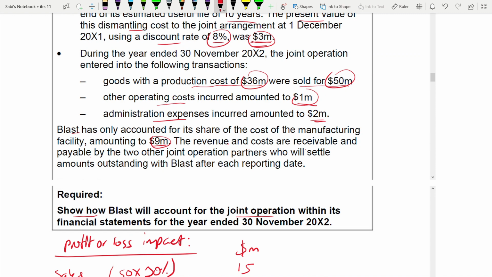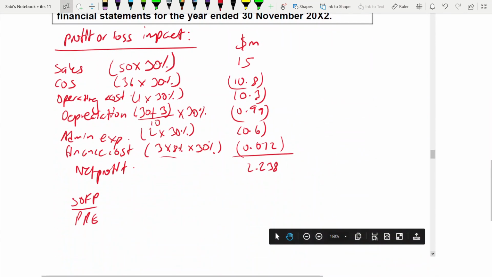So that 9 million you have to take. Next is dismantling cost. That is also capitalized. That's why you are adding it here in the statement of financial position. Remember when you were finding depreciation, that 3 million was added with your PPE value. That 30 million. But out of that 30, 9 is for Blast. So 3 million dismantling cost and you take 30%.